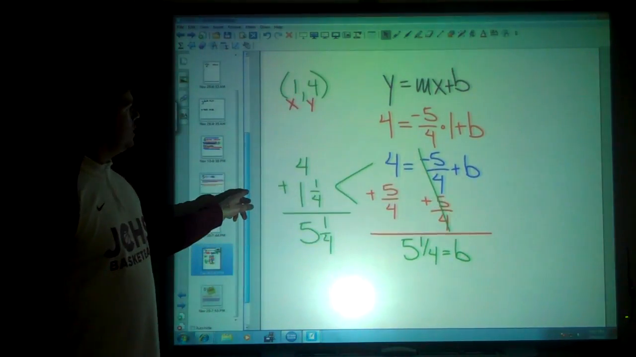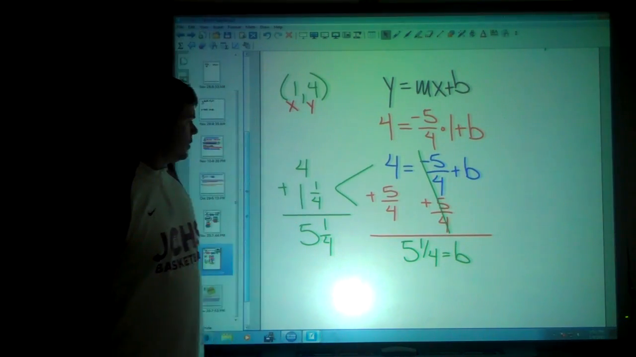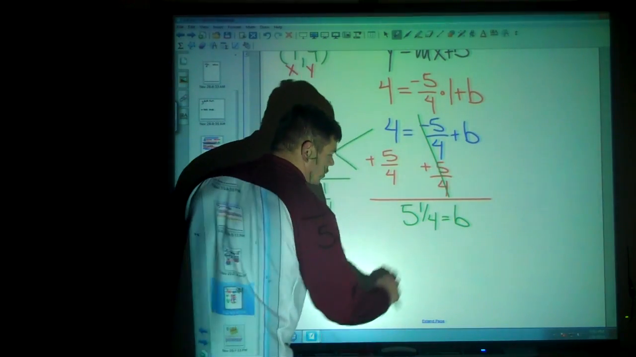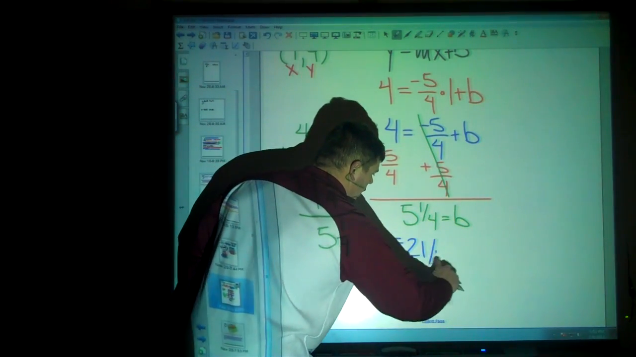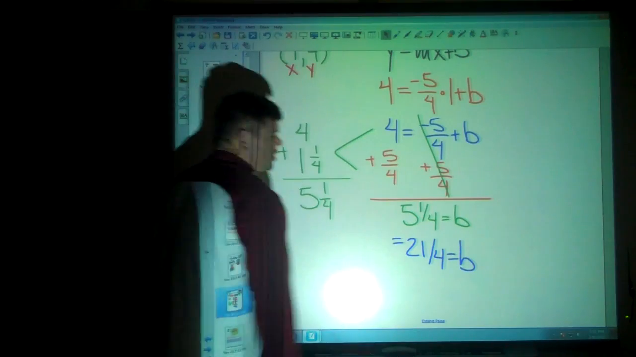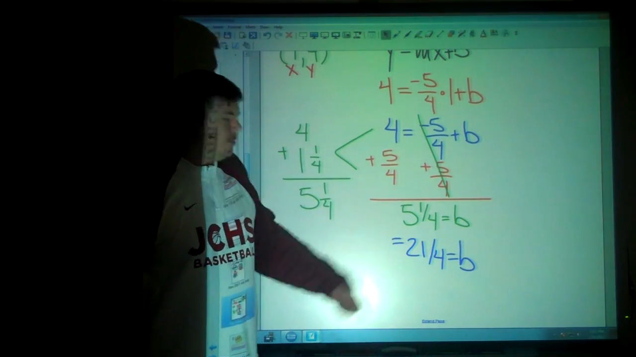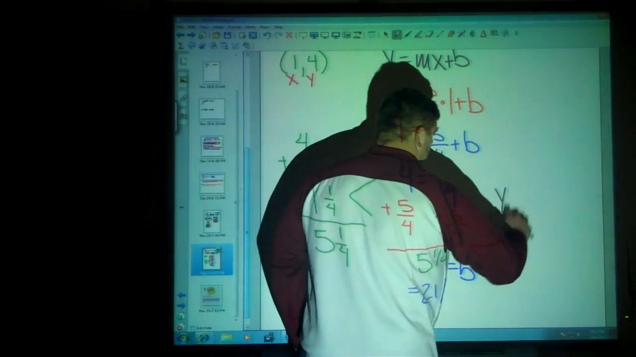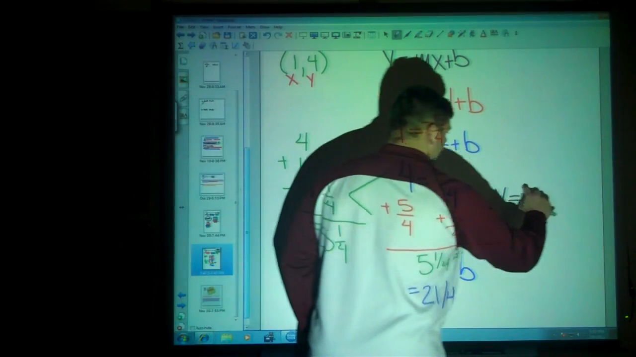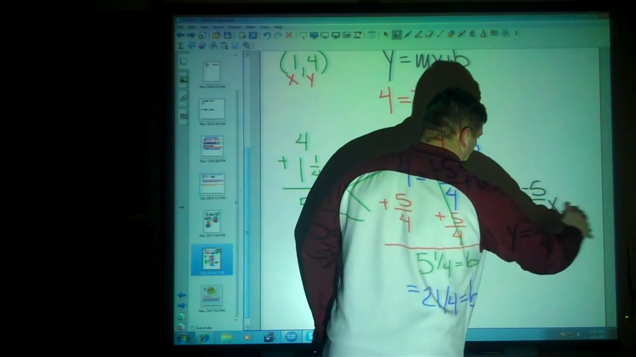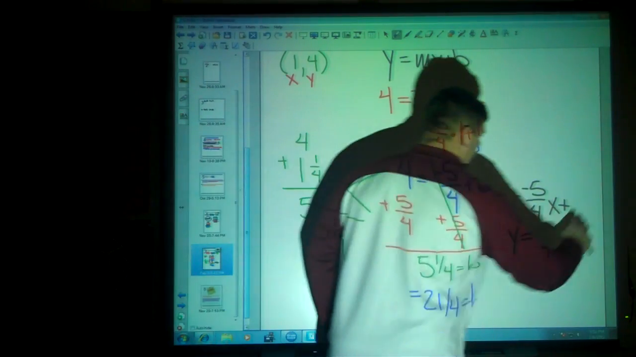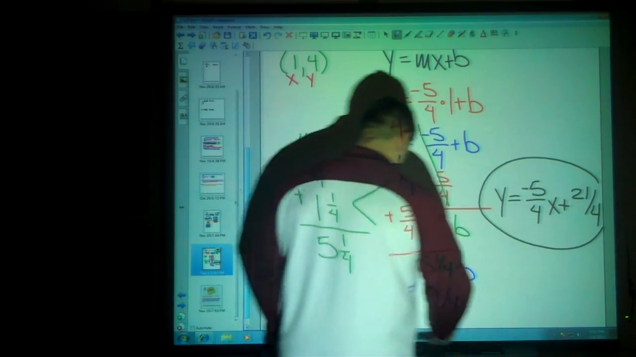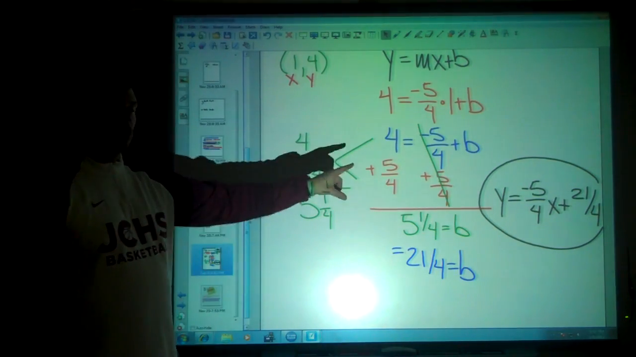So I can now write my equation because I have the slope of -5/4 and I have the 5 1/4. You can rewrite this as an improper fraction. You could say that's also 21/4. So you can either have it as a mixed number or as an improper fraction, either one. But we're going to say that our final equation is y equals the slope of -5/4 x plus 21/4. And that is our equation. Now that's more complicated looking.